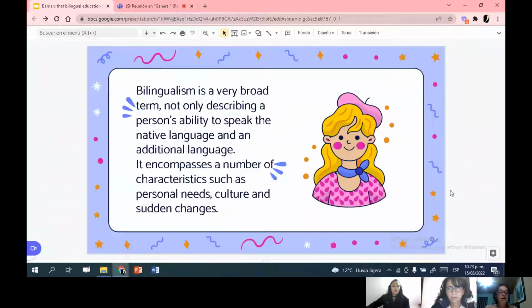First of all, this is our definition about the reading. So this is a summary. Bilingualism is a very broad term, not only describing a person's ability to speak the native language and an additional language. It encompasses a number of characteristics such as personal needs, culture, and sudden changes.